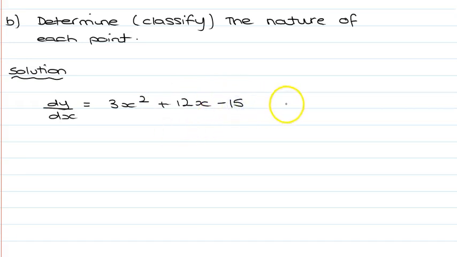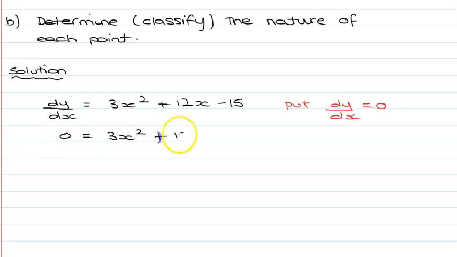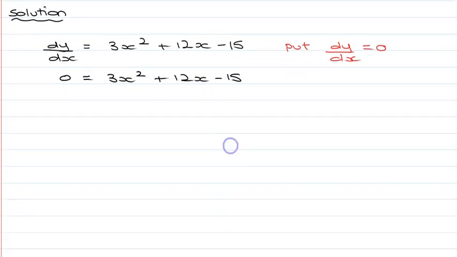Now, because I want to find the stationary point, I'm going to find out where the gradient equals 0. So in other words, I'm going to put my gradient function equal to 0 and solve it to find what the x value is. You'll notice it's a quadratic. We should be familiar with solving quadratics.